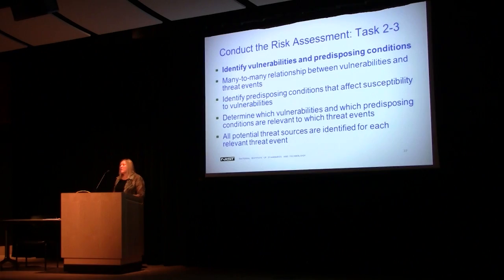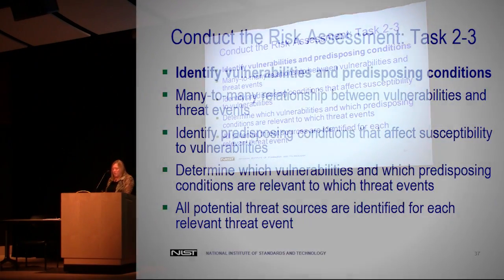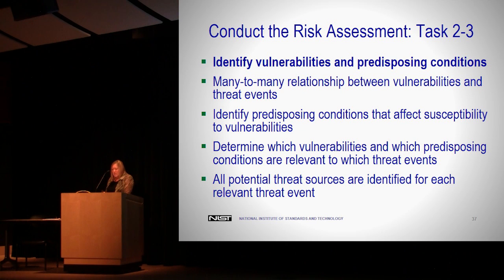And then we go on in Task 3 to identify our vulnerabilities and predisposing conditions. Vulnerabilities are pretty straightforward. How might you be vulnerable? You know what your threats are, so then you look at, am I vulnerable to this threat? Is our system vulnerable? Is our organization vulnerable? Is our mission business process vulnerable to a given threat that we identified in Task 2?